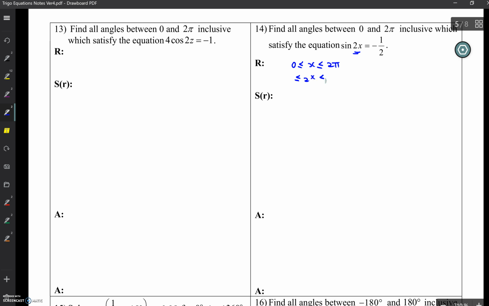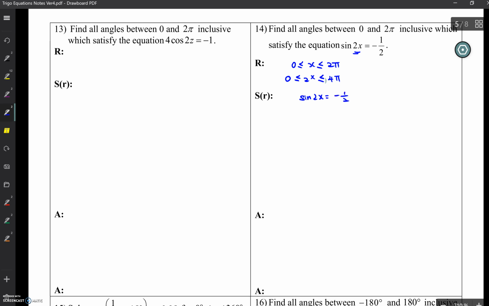To find the range, we just need to substitute the lower limit and the upper limit for x. So 2 times 0 is 0, 2 times 2 pi is 4 pi. Now the next thing, we have to solve for the reference angle. So sine 2x is equal to negative half.